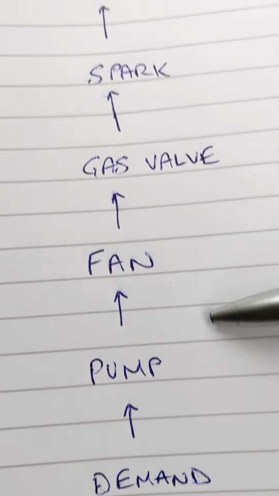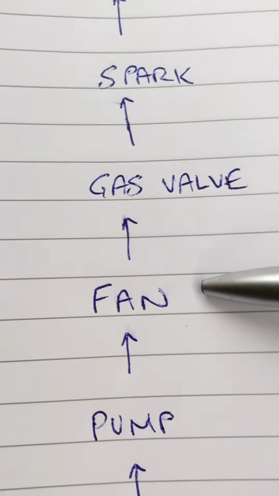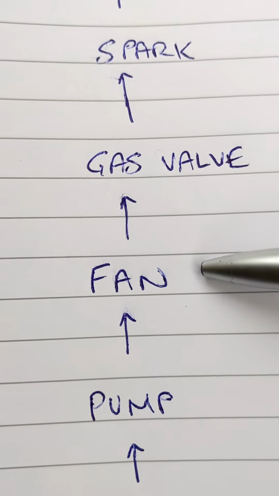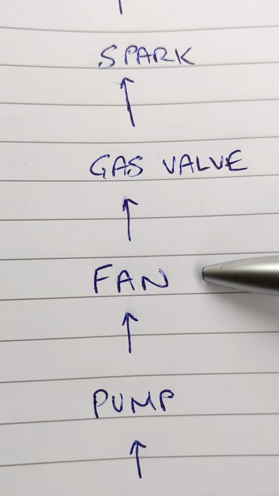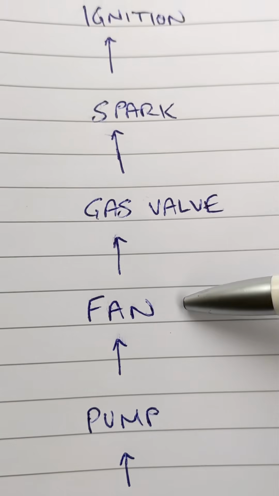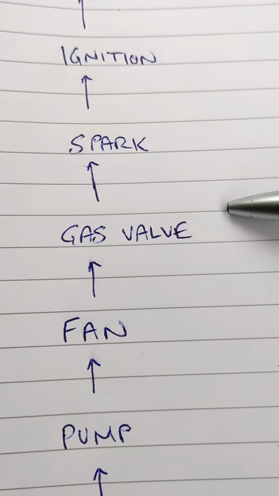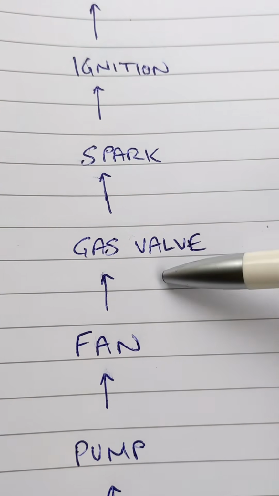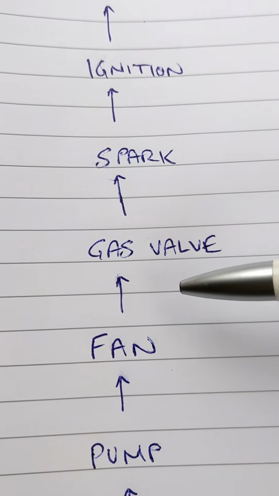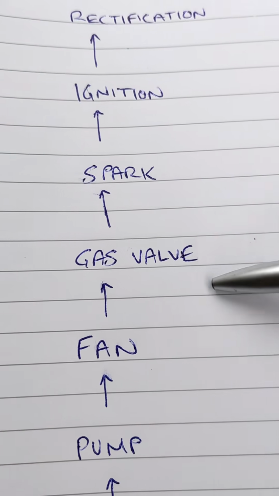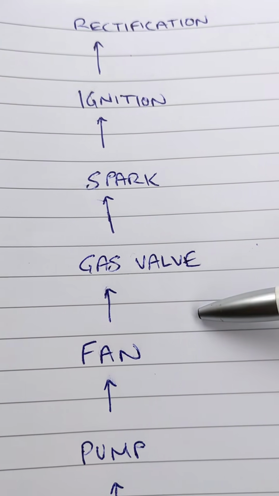Right, after the pump, the boiler will then go to the fan. Now you should hear the fan coming on, you should hear it spinning, and it might ramp up to a certain speed, and then it will go to the gas valve. Now you may or may not have an air pressure switch in between here. Some boilers do, some boilers don't. I've only included the main components that every boiler will have in the sequence of operation.